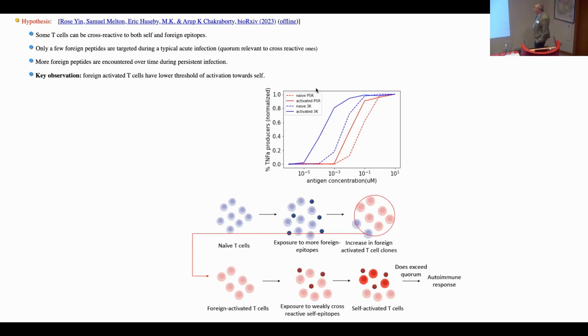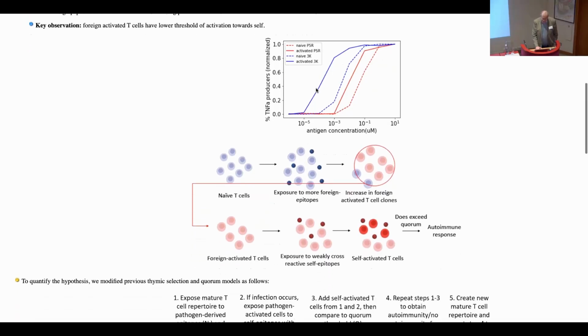What one finds is that if there is a T cell that has already been exposed to a foreign virus and has some potential cross-reactivity to self-peptides, the previous exposure to the foreign virus makes it more sensitive to self-peptides. So it could be that previously it was not reacting to self, but having been already activated through this foreign peptide, it now can react to self.